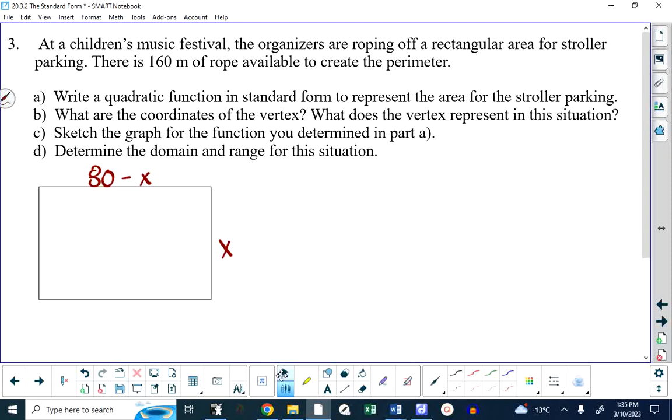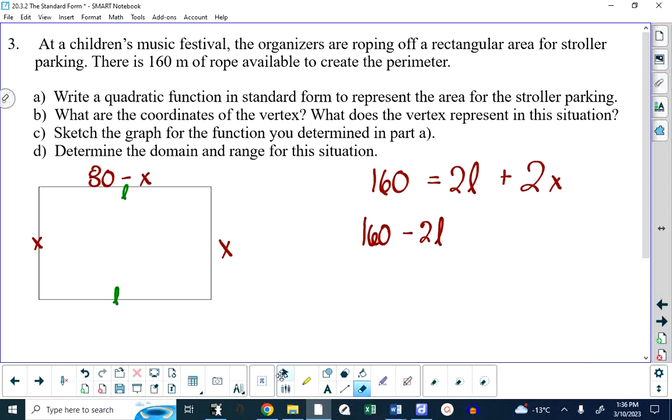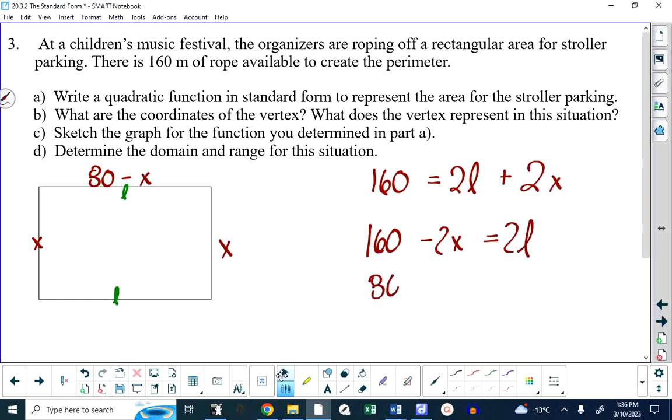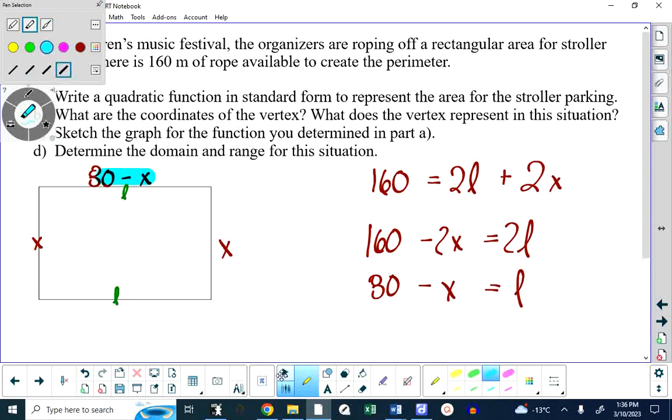What we do is the following. We say that 160 is equal to 2 times the length plus 2 times x. This is L, this is L, this is x, this is x. Those 4 pieces have to add to give 160. Well, if I subtract 2x from both sides and divide everything by 2, I get this for L. If we call the width x, the length is 80 minus x. So I'm dealing with a rectangle with these dimensions. Are you with me so far?